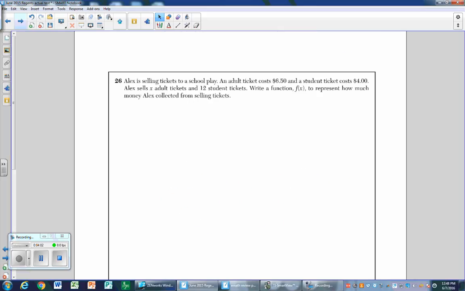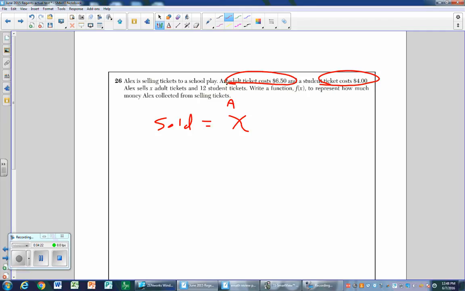Let's look at number 26. On first blush of going through this question, you think it's going to be a tough question, but it isn't. Alex is selling tickets to a school play. An adult ticket costs $6.50. A student ticket costs $4. Alex sold x adult tickets and 12 student tickets. Write a function to represent how much money Alex collected.